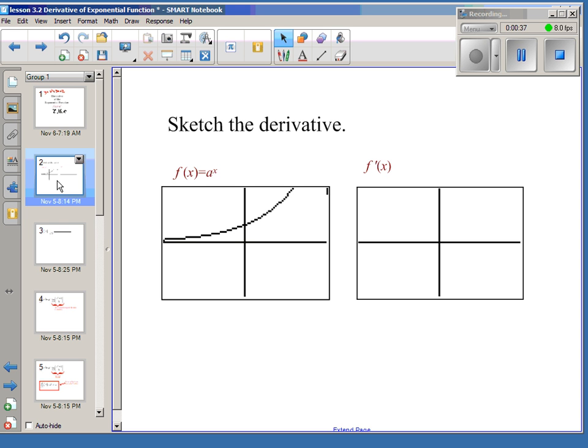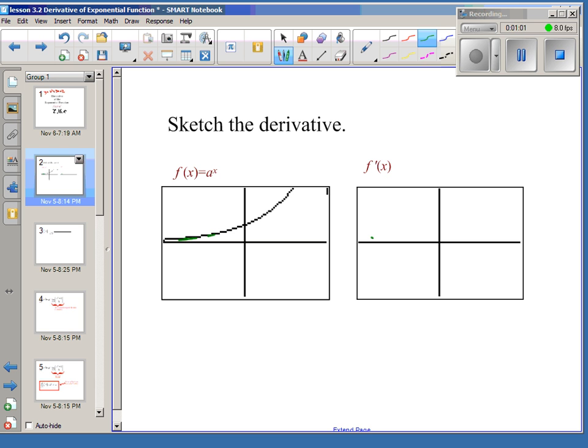First things first, let's just look at sketching the derivative. This is some generic exponential function, which is just marked a to the x. We're going to sketch a rough estimate of the derivative of a to the x here. So if we look at the slopes of the tangent lines, over here where we have very negative values for x, our slopes are going to be positive, but very, very shallow, not very steep at all. And so we can mark something small there.